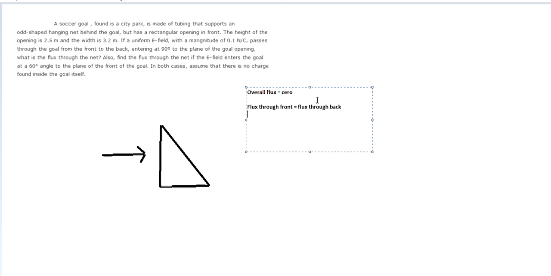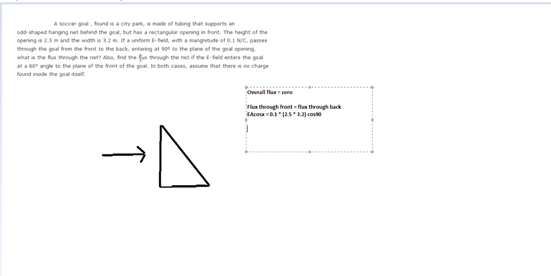So, a simple formula for calculating flux is EA cos θ. My E is 0.1, my area is 2.5 times 3.2, and cos 90. That's going to give you a flat value for the flux that exists through the net.